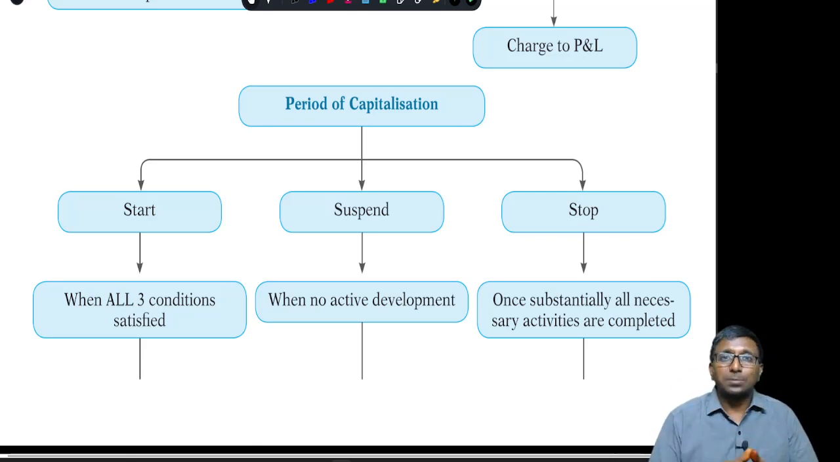Yeah, with respect to suspension, when do you suspend it? When there is no active development, I mean, there is no movement because of the lockdown, because of a labor strike, because of lack of material, because of natural problems. Whatever the reason, if there is no active development, then the borrowing cost should not be capitalized. If not capitalized, it should be charged to profit and loss during that suspension period, right?